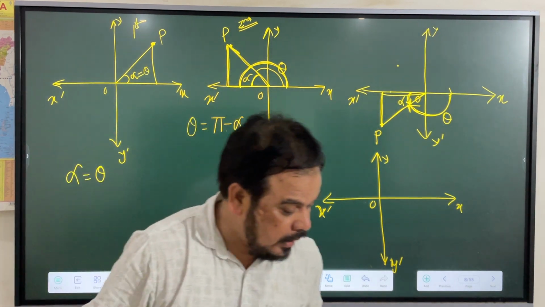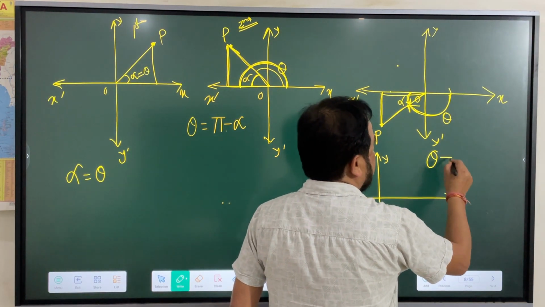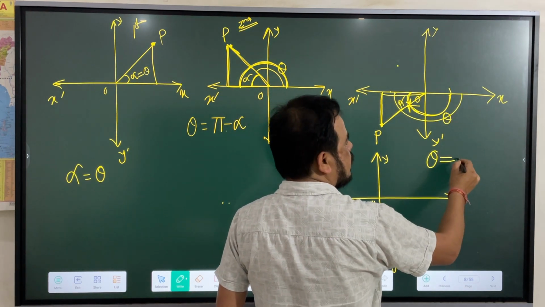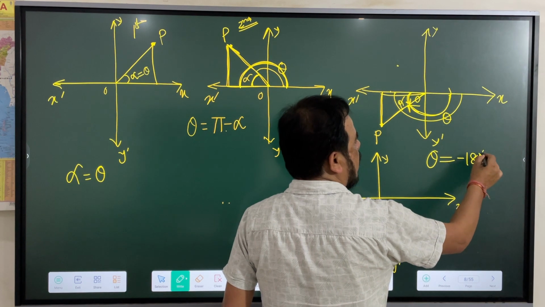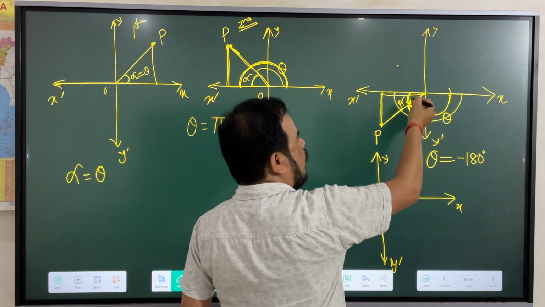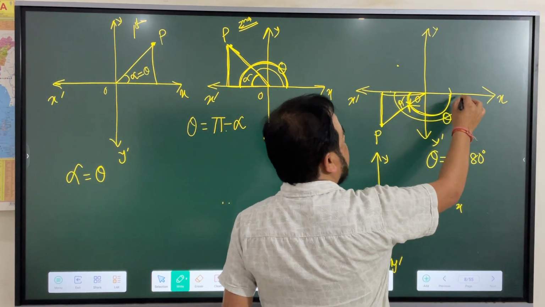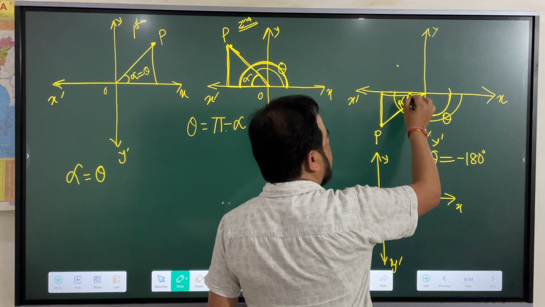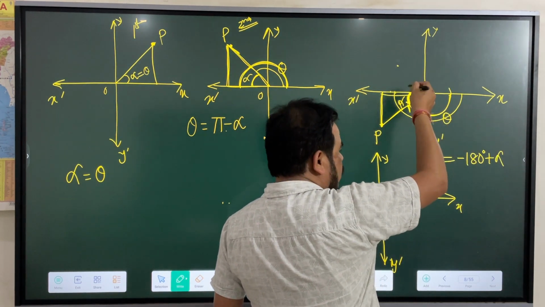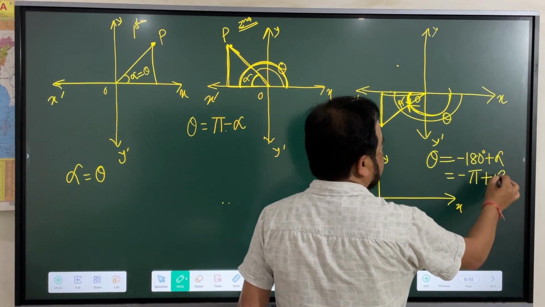So to find out this theta, look here very carefully. Theta is equal to minus 180, because movement is clockwise. Clockwise movement. And here to here 180, and this one, plus alpha, because it is positive, anti-clockwise. Plus alpha. Or we can say minus pi plus alpha.